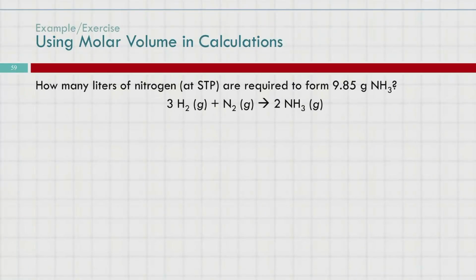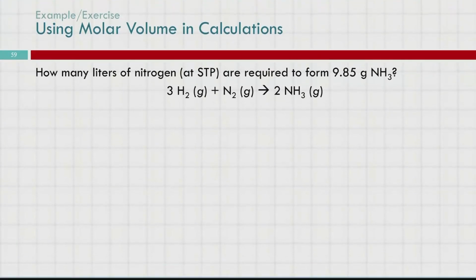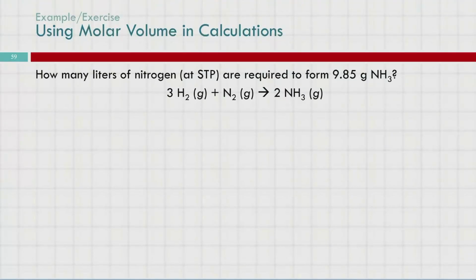We could use that for a question like this. How many liters of nitrogen at STP are required to form 9.85 grams of ammonia? So the only number that we're given here is grams of ammonia, so that's going to be our starting point for our calculation. And we're going to liters of nitrogen. This at STP is a very helpful hint for us if we've got 22.4 liters per mole stored away in our brain. So go ahead and give that problem a try.